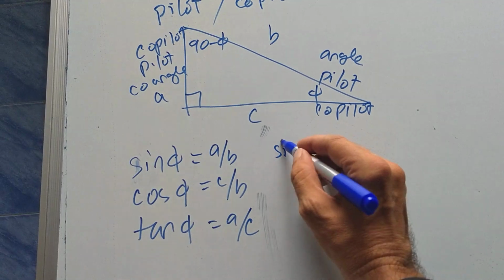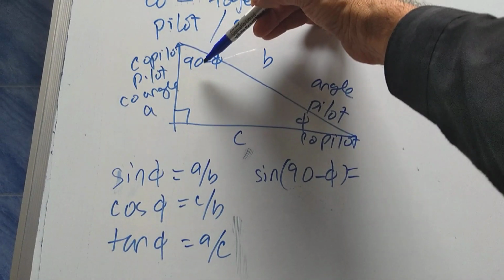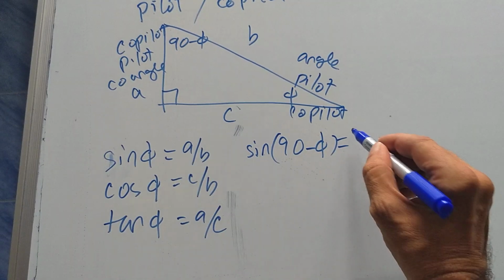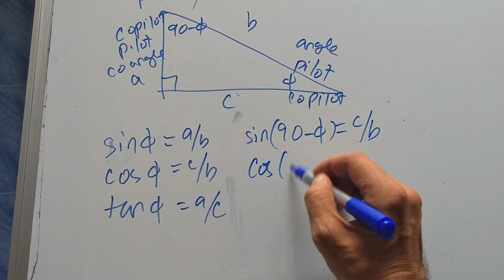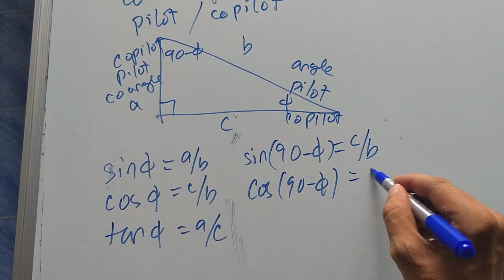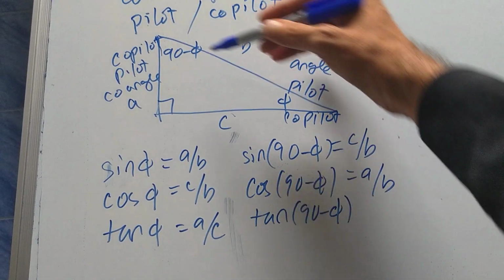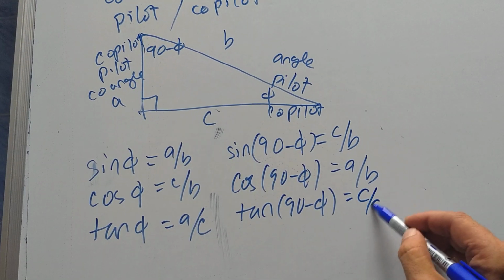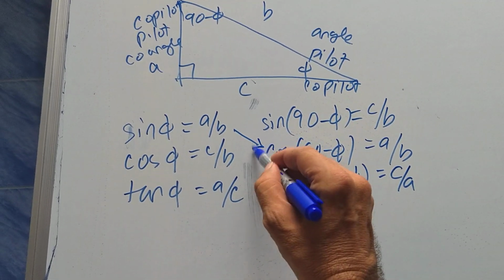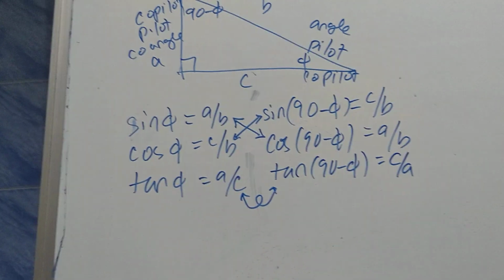Now, what's sine 90 minus phi? Okay, well, you look at it from this point of view. This is the angle 90 minus phi. Sine is opposite over hypotenuse. That's C over B. What's cos 90 minus phi? Adjacent over hypotenuse. That's A over B. And what's tan 90 minus phi? Tan 90 minus phi, C over A. Okay, we notice something really magical now. These two are equal, and this pair is equal, and these two are reciprocals of each other.